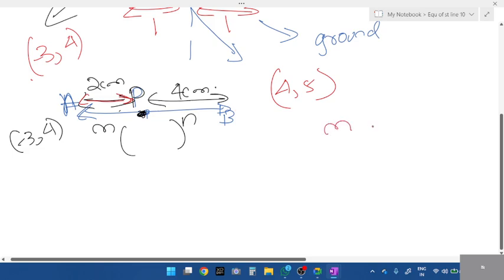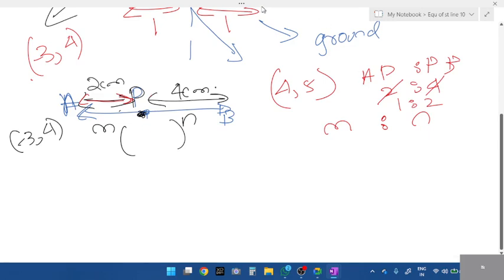So what is the ratio, students? M is to N. See, A to P. What is the ratio of A to P and P to B? Ratio in the sense, if you reduce, what are we getting? 1 is to 2. Right? Yeah, 1 is to 2. Therefore, it is not exactly in the center. We don't use the midpoint here. We use the section formula.